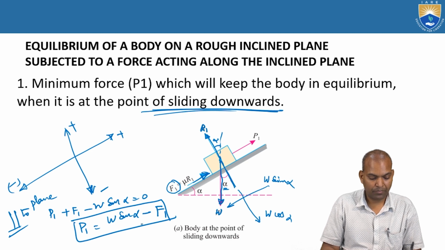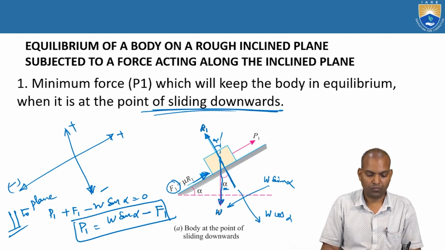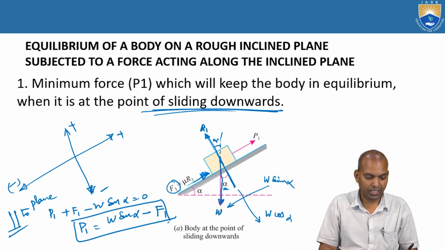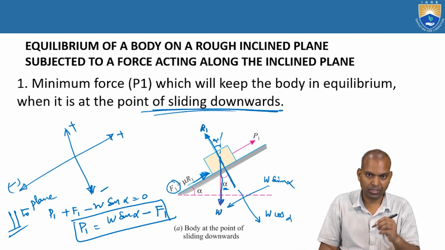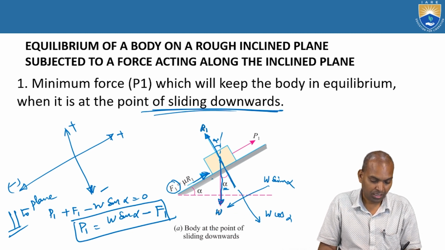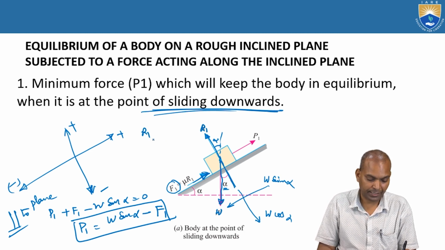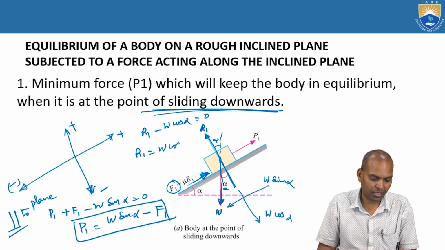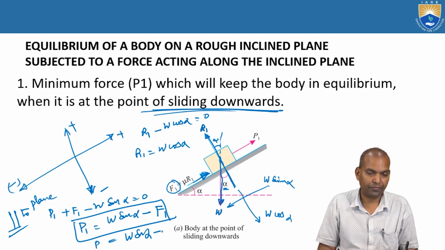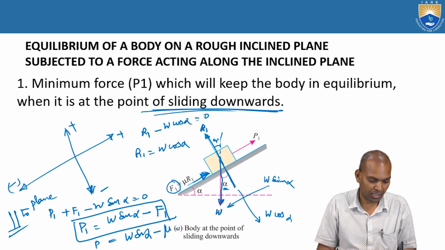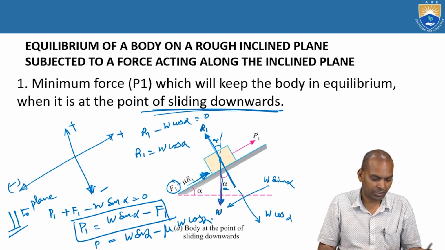That is to be the minimum force. What is F1? F1 equal to mu times R1. How can R1 be calculated? Of course, sigma FV normal to the plane: R1 minus W cos alpha equal to 0, so R1 equal to W cos alpha. And P1 equal to W sin alpha minus F1, where F1 is mu times R1, that is mu times W cos alpha.